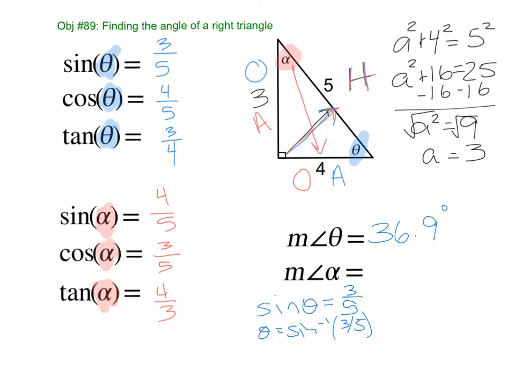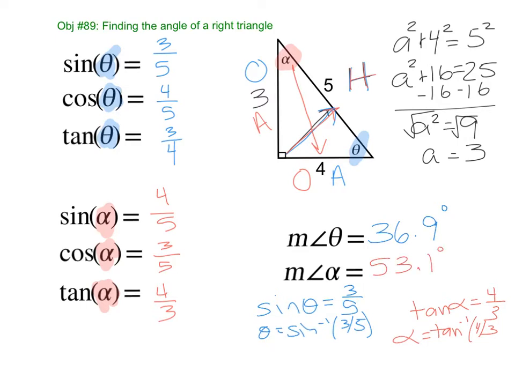And then we're going to do the same thing. Again, you can pick sine, cosine, tangent. It doesn't matter. You will get the same answer. If I do tan of alpha, so alpha equals tan minus 1 of 4 over 3. Put that in the calculator. And we get 53.1.